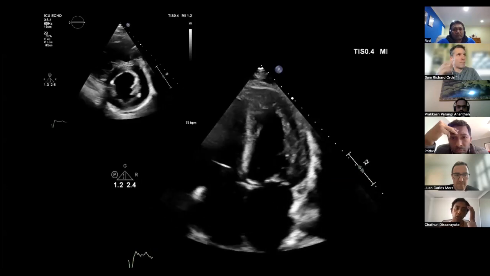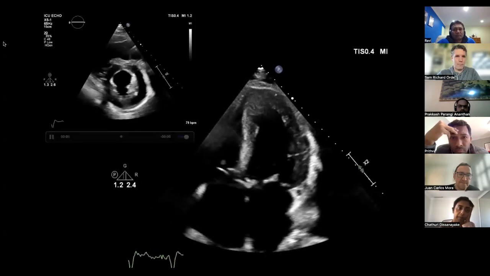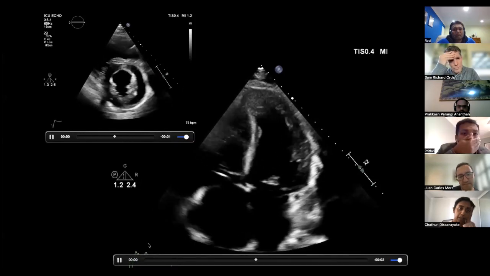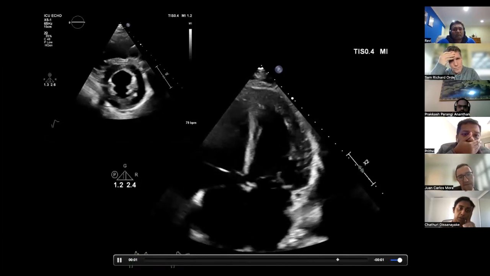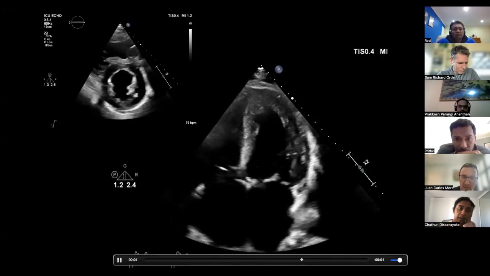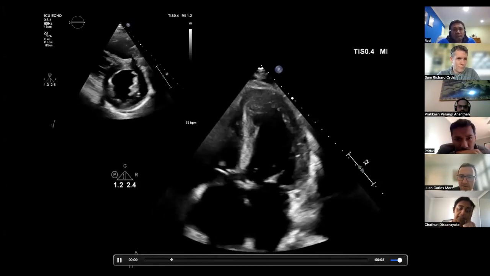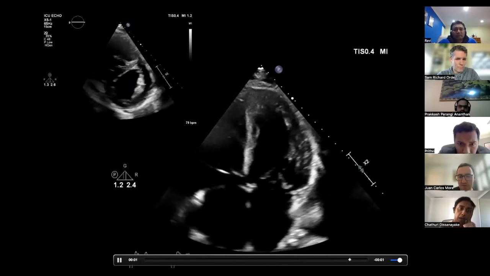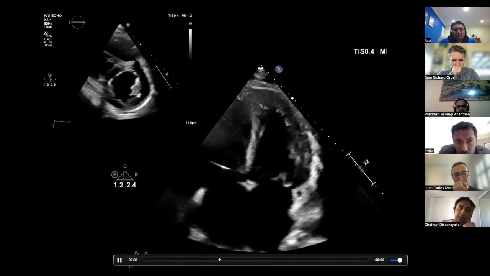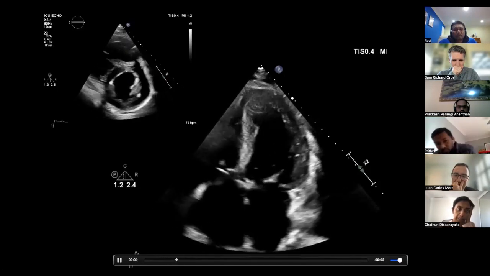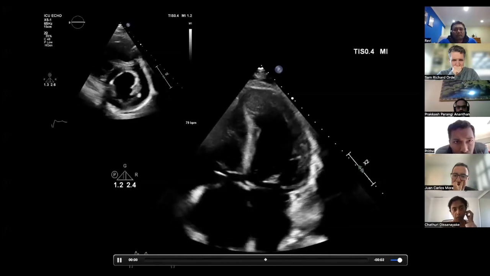Going to the short axis and the four-chamber now, the right ventricle does appear dilated in this view. There is some flattening of the interventricular septum. Overall LV function remains severely impaired. There is global hypokinesis. I can't convince myself of a regional wall motion abnormality on the short axis.